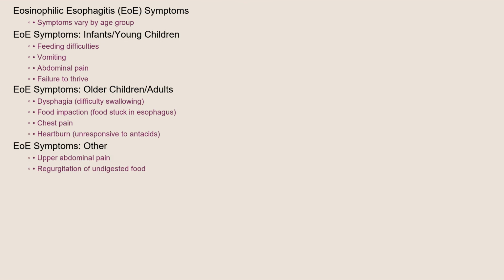The symptoms of EoE can vary depending on age. In infants and young children, symptoms may include feeding difficulties, vomiting, abdominal pain, and failure to thrive. Older children and adults may experience difficulty swallowing, also known as dysphagia, food impaction, which is when food gets stuck in the esophagus, chest pain, and heartburn that doesn't respond to traditional antacids. Some individuals may also experience upper abdominal pain or regurgitation of undigested food.